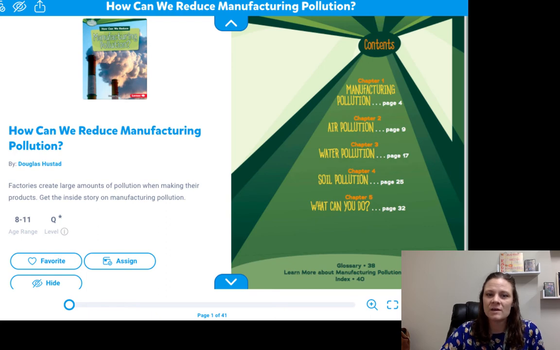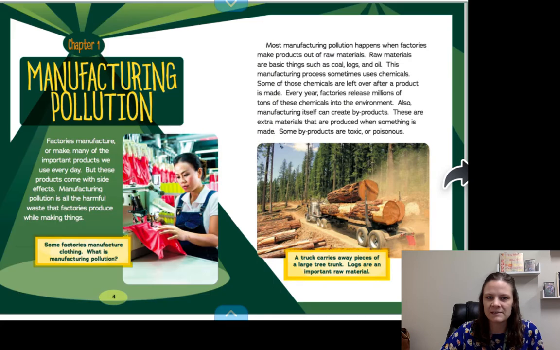This book is called How Can We Reduce Manufacturing Pollution? And it's also available on Epic if you want to go back to it. It has 5 chapters. We're going to read it together today.